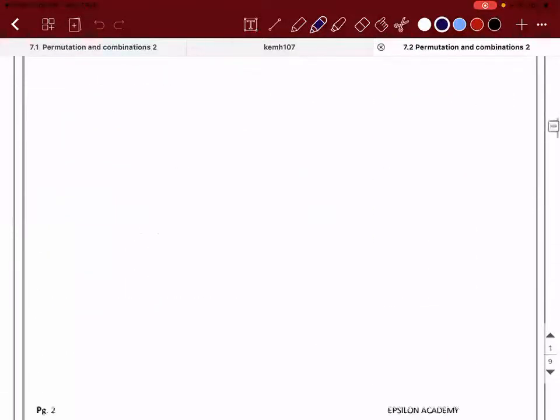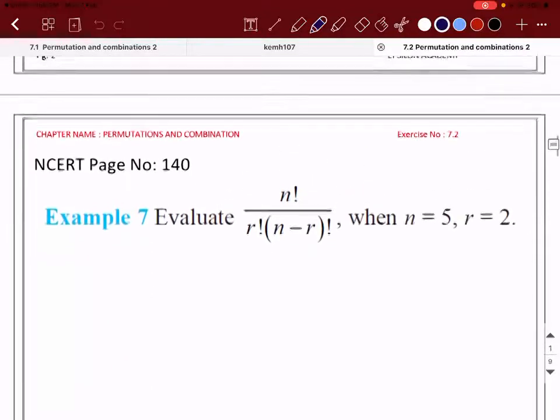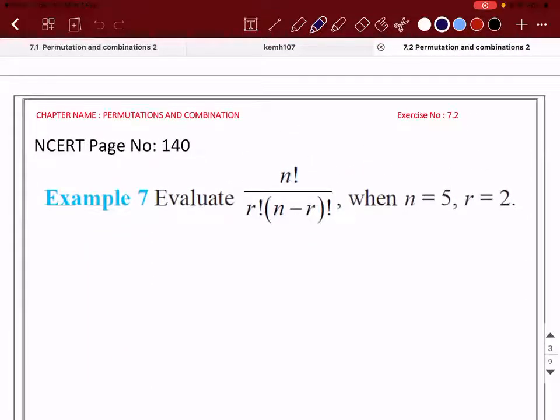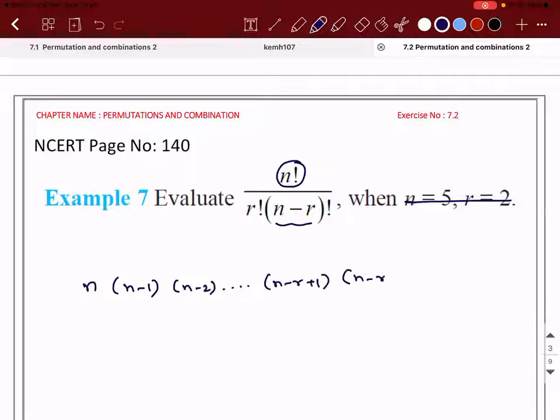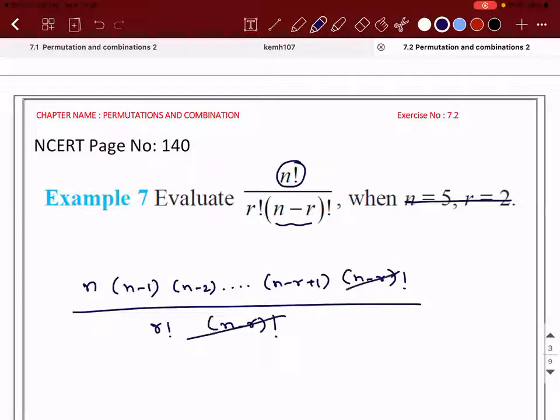Good. So how to solve this? N factorial divided by R factorial into N minus R factorial. Suppose this was not given to us. N is equal to 5, R is equal to 2. Then how do you start solving? Out of N factorial and N minus R factorial, which one is greater? N factorial. So you should always start like this: N into N minus 1 into N minus 2 into so on till N minus R plus 1 into N minus R factorial divided by R factorial into N minus R factorial. This and this are common.